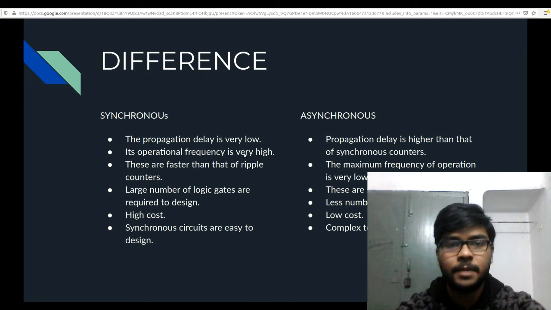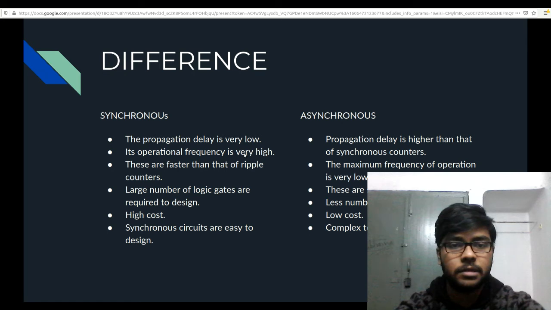So let's differentiate synchronous and asynchronous counters side by side. In a synchronous counter, the propagation delay is very low because the input is provided to all the flip flops simultaneously, so there is no time lag. Every flip flop doesn't have to wait for the others' outputs, and in asynchronous counters, the propagation delay is higher than in synchronous counters. In a synchronous counter, the operational frequency is very high, but in an asynchronous counter, the frequency of operation is very low.